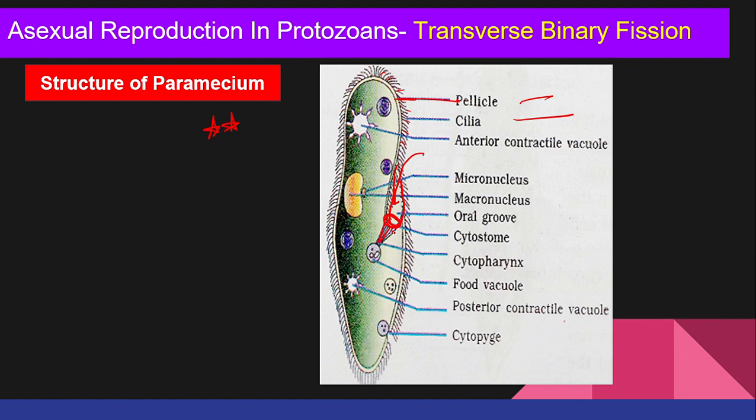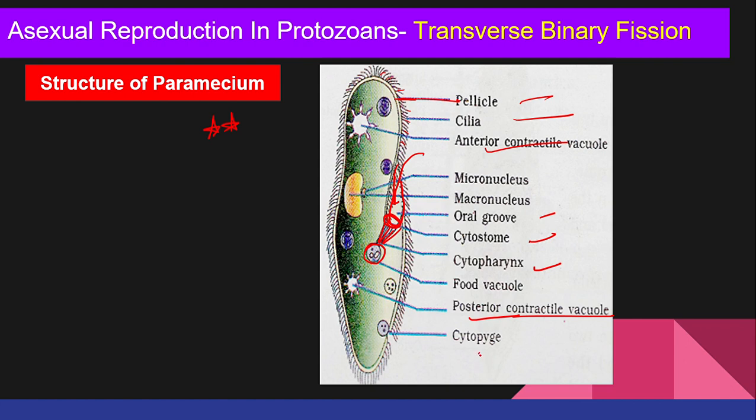Below that we have a muscular tube-like structure, which we call the cytopharynx, and this cytopharynx will lead into the food vacuole. So food is going to enter into the food vacuole, and once this food vacuole is filled, what will happen? It will be pinched off from there, right? Then we have the contractile vacuole. We have two contractile vacuoles here, but in longitudinal we studied only one contractile vacuole, right? The contractile vacuole at the posterior side we call the posterior contractile vacuole, and the one at the anterior side we call the anterior contractile vacuole.